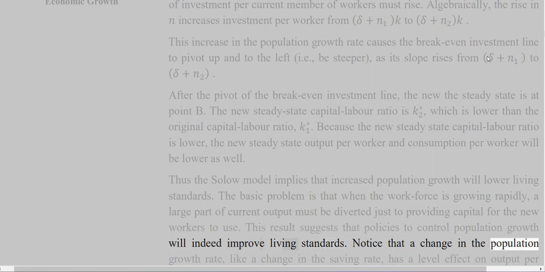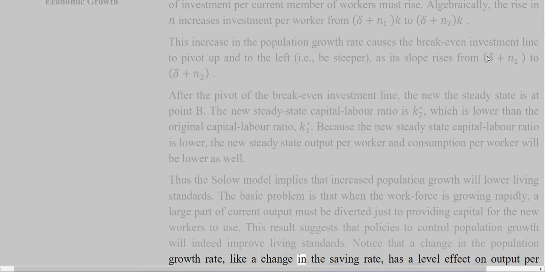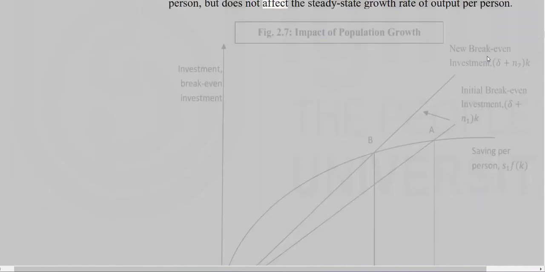Notice that a change in the population growth rate, like a change in the saving rate, has a level effect on output per person, but does not affect the steady-state growth rate of output per person.